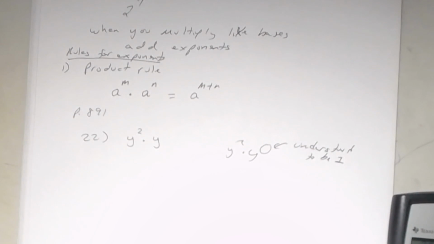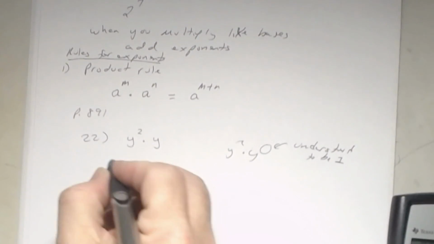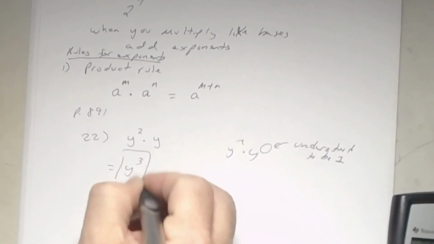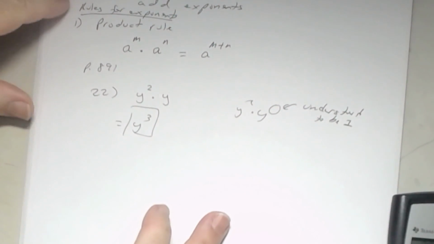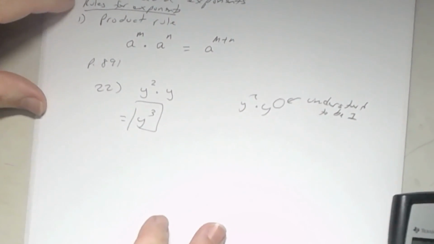All right. So according to the product rule then, I am multiplying like bases. Again, so what are the exponents? What's the first one? 2. What's the second one? 1. So what's my answer? Y to the third. All right, so you add exponents. Keep the base, add the exponents.